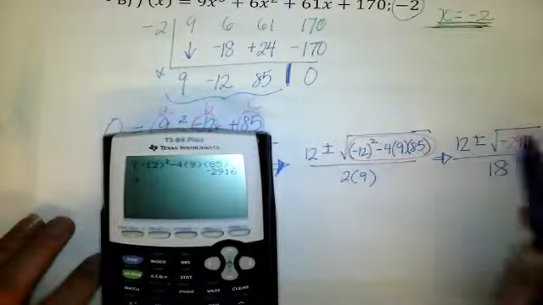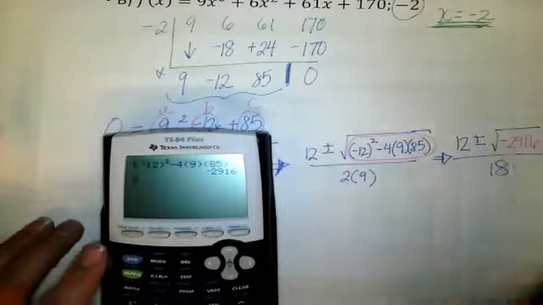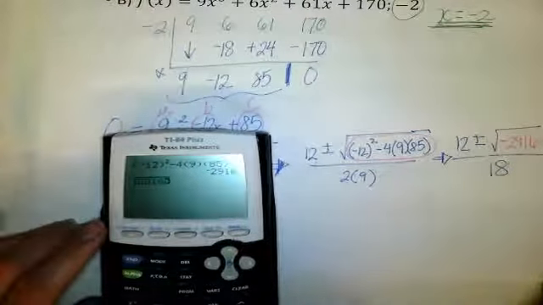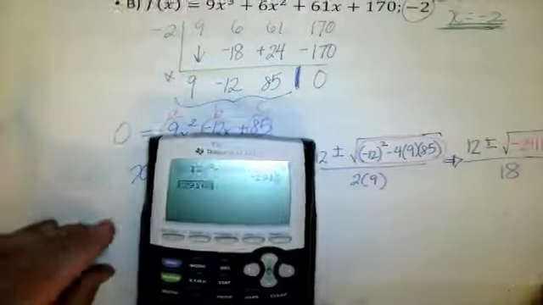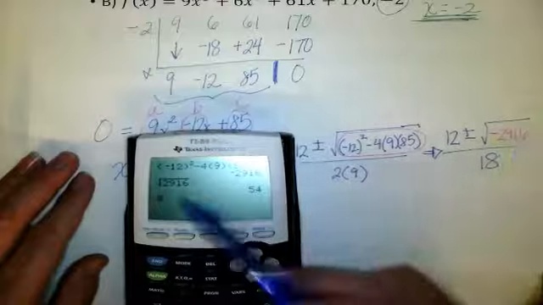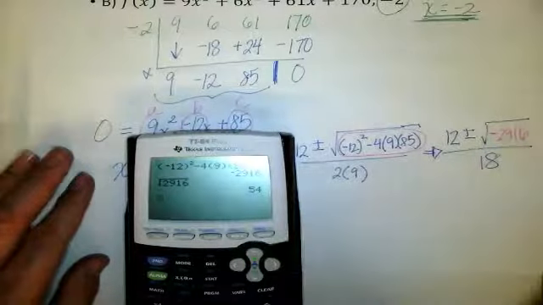Now, I'm going to try this in my calculator, just the 2916. Because it's so big, it's the square root of 2916. I'm going to see if it works out nicely. Oh, and look at that. It really did. The square root of 2916 is 54. So that's kind of nice.